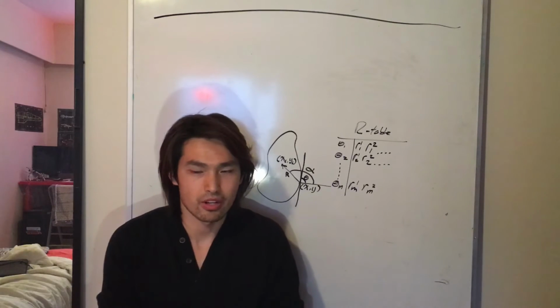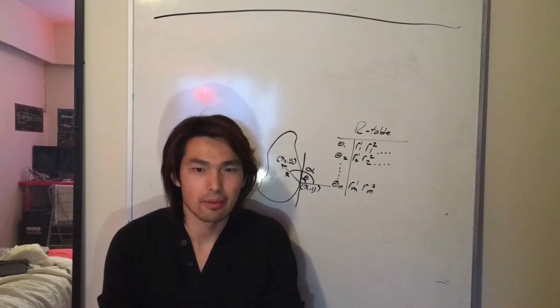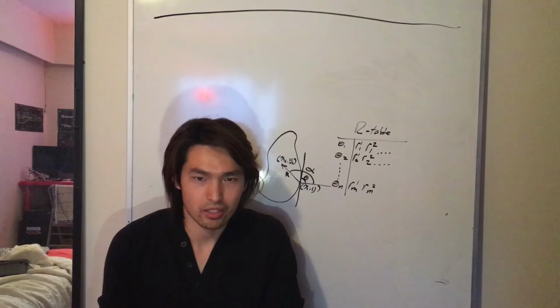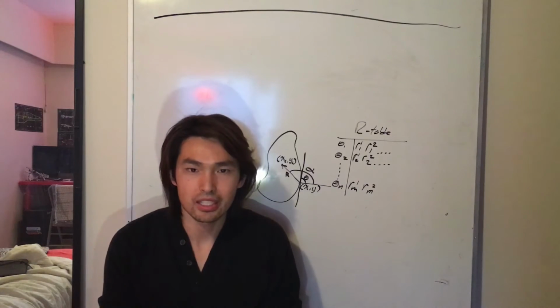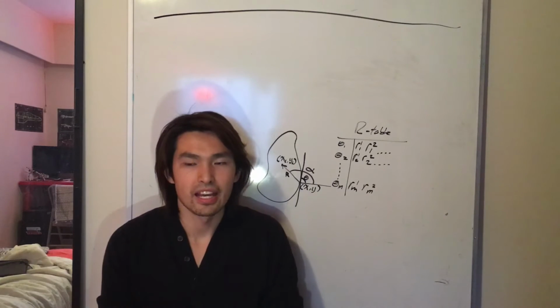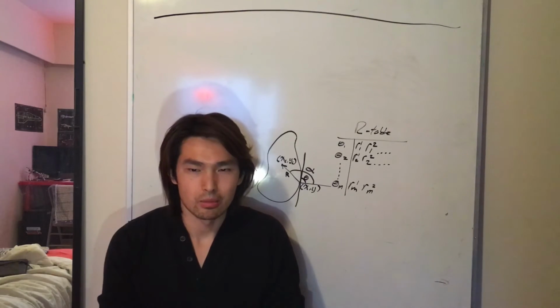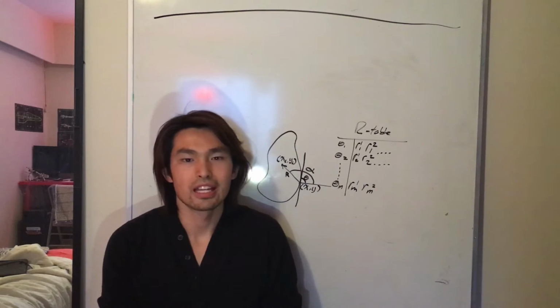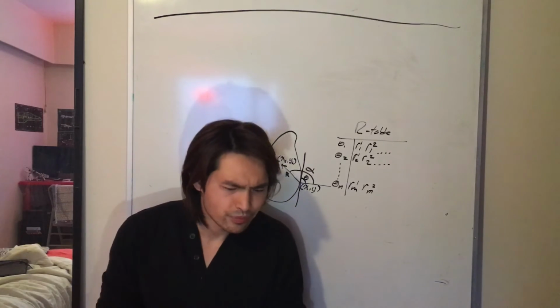The great thing about the generalized form is that you don't need a mathematical expression. You can simply build it through an R table, and based on the R table, the machine will search for that shape that you're looking for.